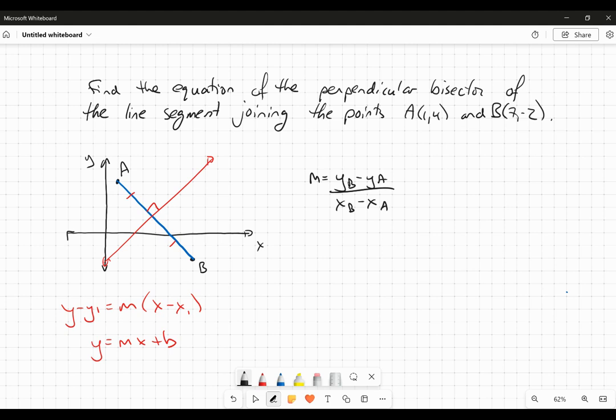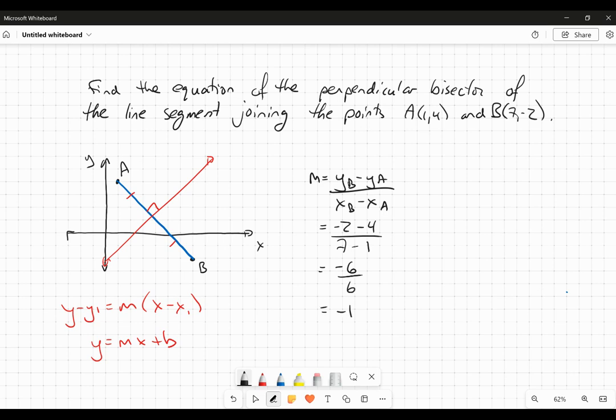I see a lot of students who inadvertently will go y minus x over y minus x just because they're focused on the greater problem, and they're not thinking really clearly in the moment when they're plugging in the variables here. So it's going to be -2 minus 4 over 7 minus 1. So -2 minus 4 will be -6. 7 minus 1 is 6. And so our slope here is -1.